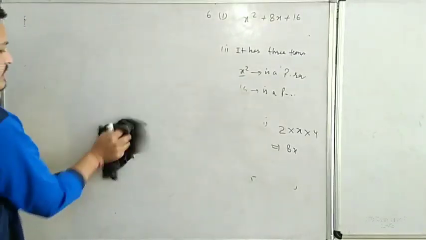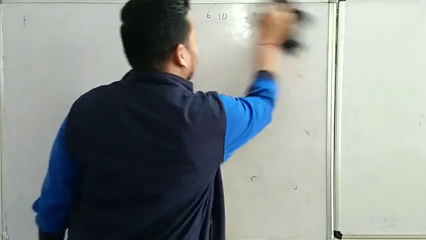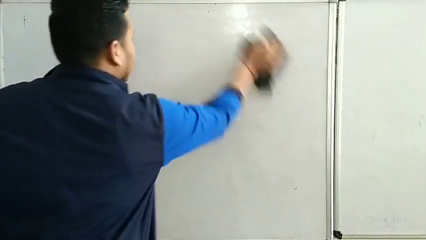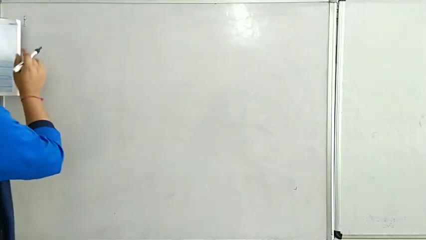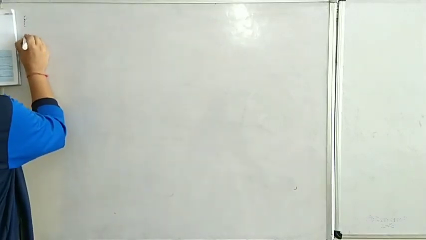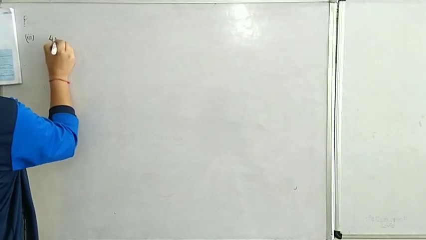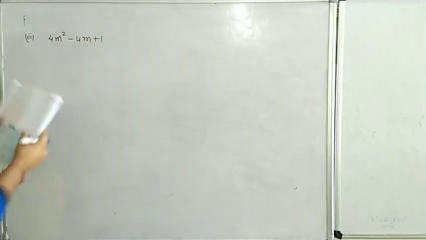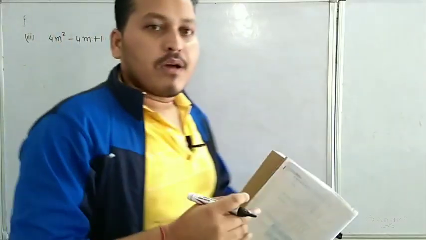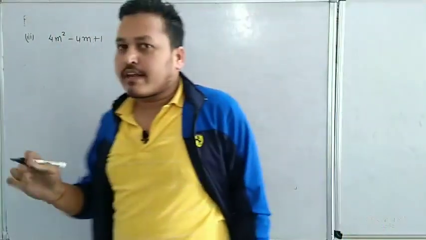Okay, next I am taking one more concept question based on the same concept. The next question is the third part: 4m square minus 4m plus 1. This is our question, and the question is, check whether it is a perfect square or not.